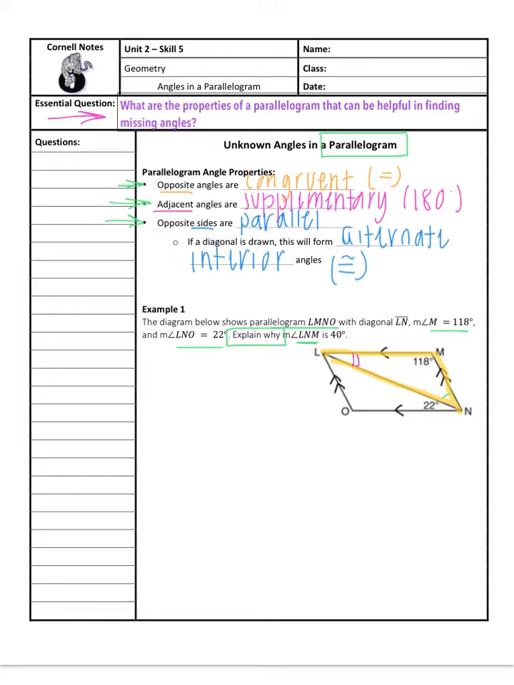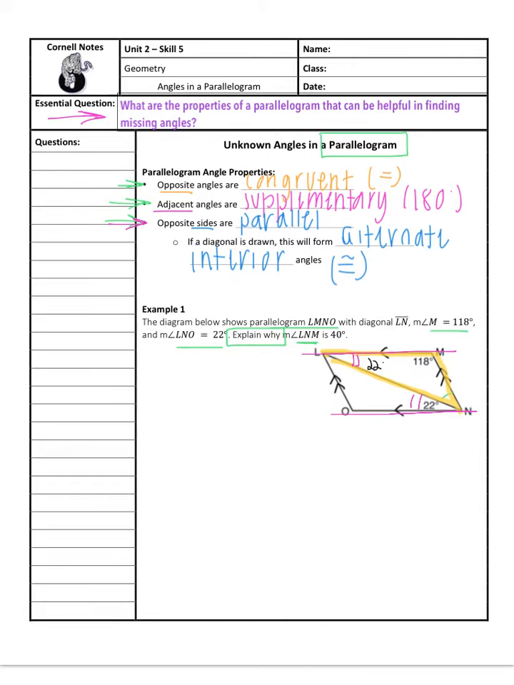But again, we said that opposite sides in a parallelogram are parallel, and that's what those little arrows there stand for. And this 3rd bullet up here said if a diagonal is drawn in, you're going to get alternate interior angles. So since this angle down here in the bottom right is 22 degrees, that's going to also force this angle up here to be 22 degrees because those are alternate interior angles. And since we didn't know that before, we have to jot that down.